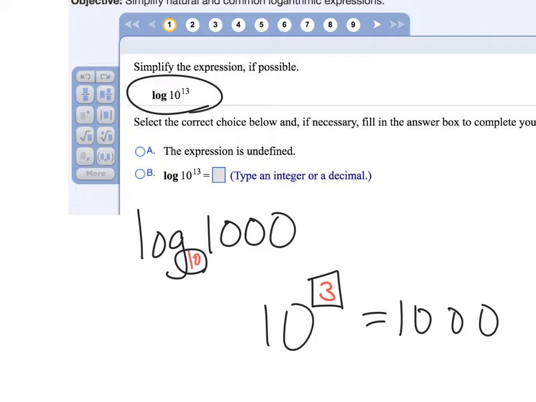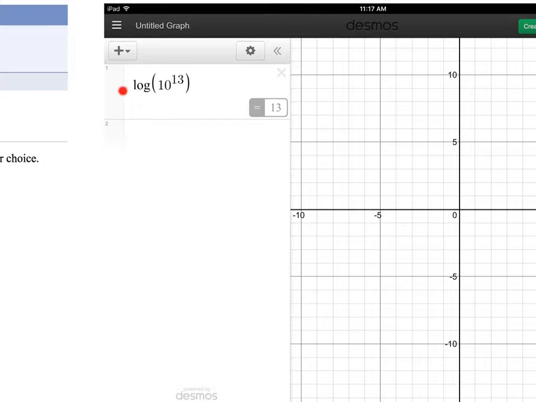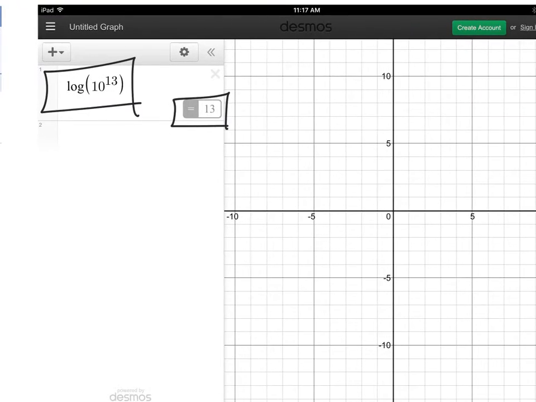But because of calculators and the fact that we have Desmos, really all we have to do is go into Desmos, type in log 10 raised to the 13th power, and you'll get the answer of 13. Notice that there is no y equals. You just type in log, and that's going to give you an answer. It's just like a calculator. So Desmos is really kind of cool.